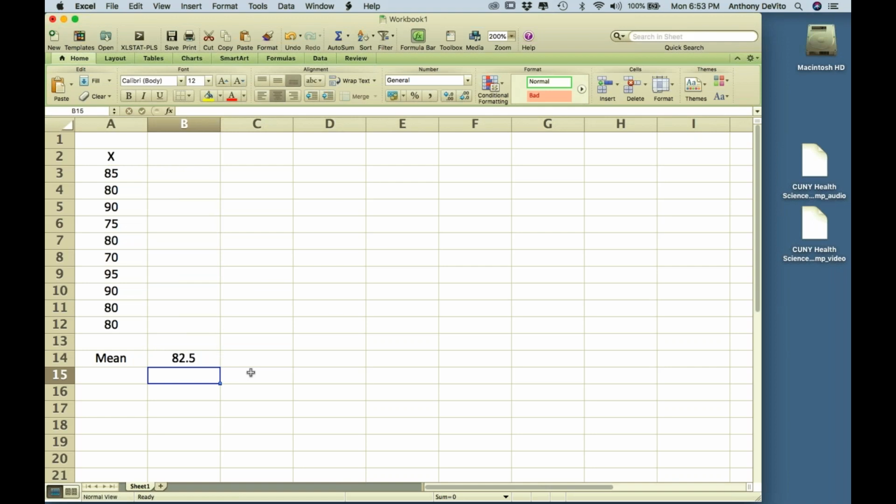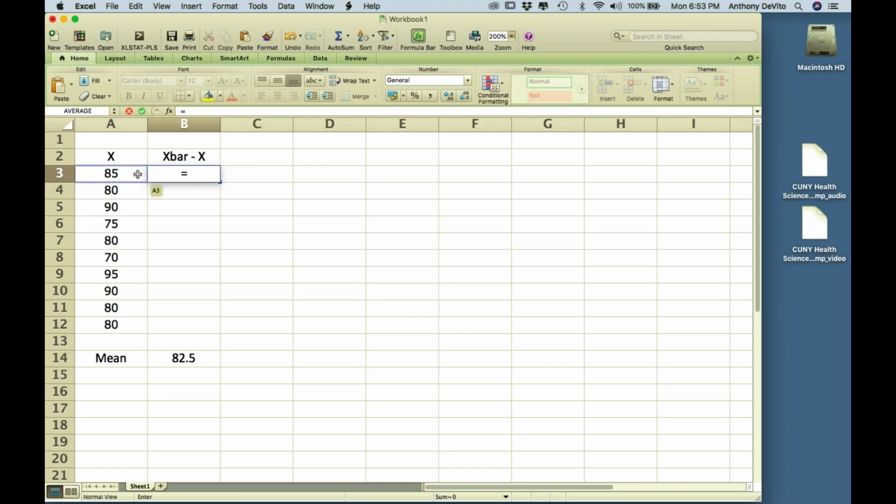My mean is 82.5. We're going to invent a number that describes the variability of these values from the mean. How different are all these values from the mean? We're going to invent our own. The way I'm going to do that is, why don't I just take the mean, X bar, and subtract each value from it? How's that? I'm going to do that right now.